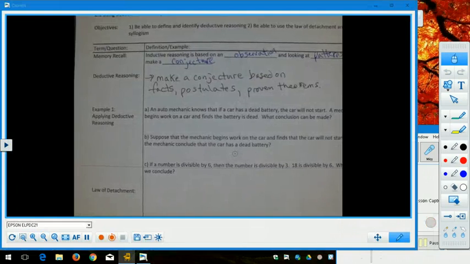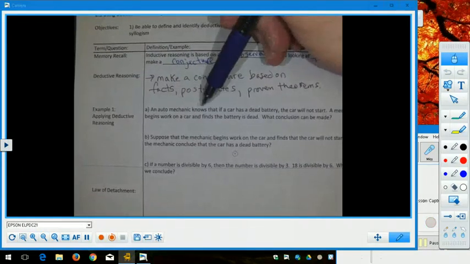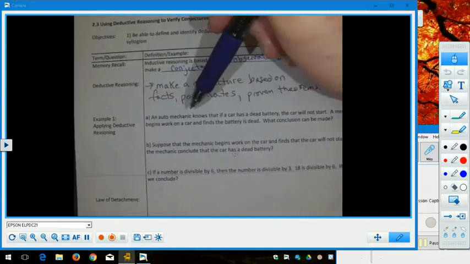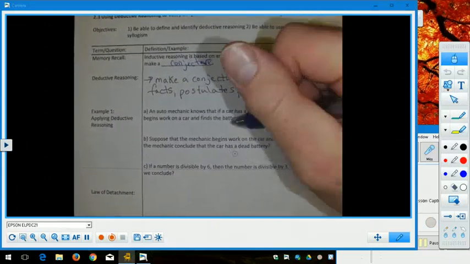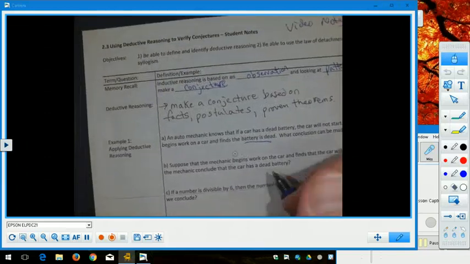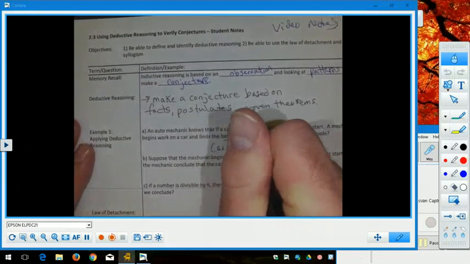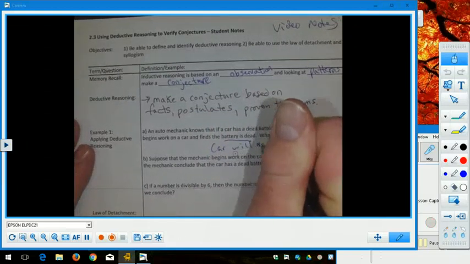All right, so now we're looking at deductive reasoning. An auto mechanic knows that if a car has a dead battery, the car will not start. A mechanic begins work on a car and finds the battery is dead. What conclusion can be made? Well, it follows the fact right there. The car will not start.